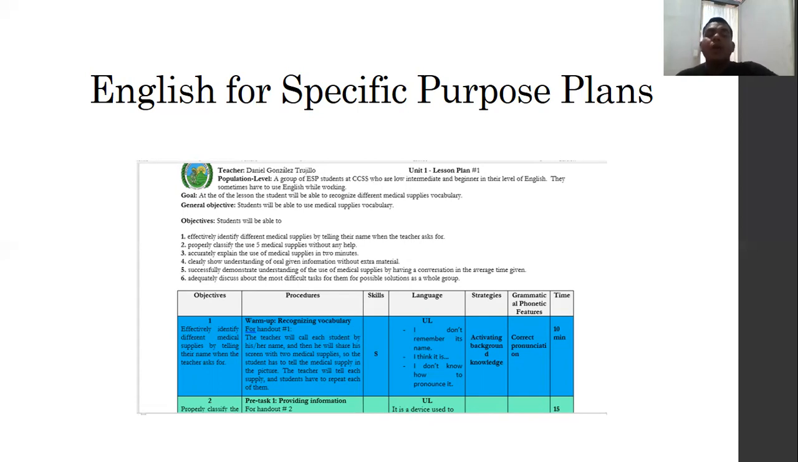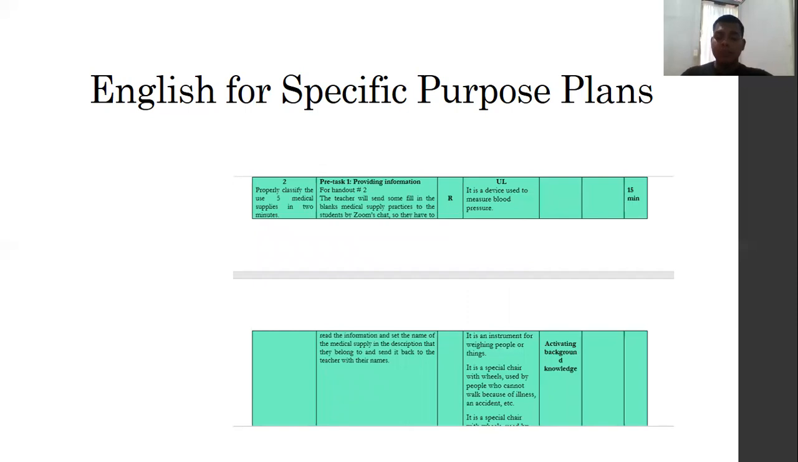It has the different skills. In this case, the objective number one, the skill, it was speaking. Why? Because I want them to produce in the speaking part. Then the useful language, strategies, grammatical, phonetic features, and the time they are going to spend on this activity.